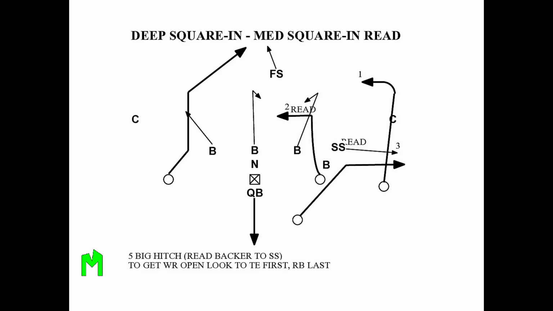In the deep square in and medium square in read, the quarterback takes a 5-step drop, reading from the linebacker to the strong safety. The goal is to get the wide receiver open, but the progression starts with the tight end and then the running back. This approach prioritizes the tight end as a key target as he passes the linebacker's drop, exploiting the defense's reaction to the square in routes. Reading the linebacker and safety movement is crucial to timing and finding the open receiver in this layered progression.